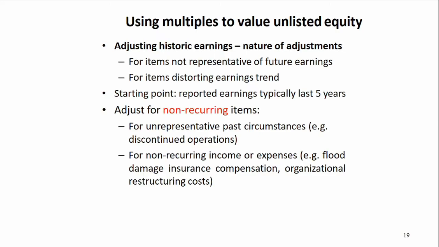For example, we could have received damage insurance compensation if there was a flood, and if we expect there to be no flood in the future, then we need to strip out all of those amounts relating to the flood, as this would have had an impact on our earnings. It is possible that a company could have had restructuring costs in the past, and if it is not expected to restructure again in the future, it doesn't make sense to keep those restructuring costs. You need to strip it out, as these restructuring costs are not expected to happen in the future.